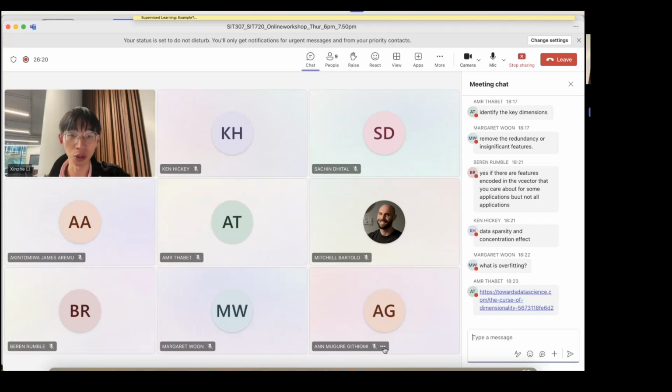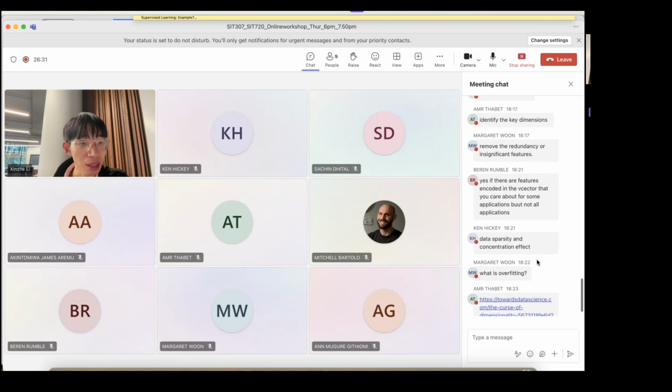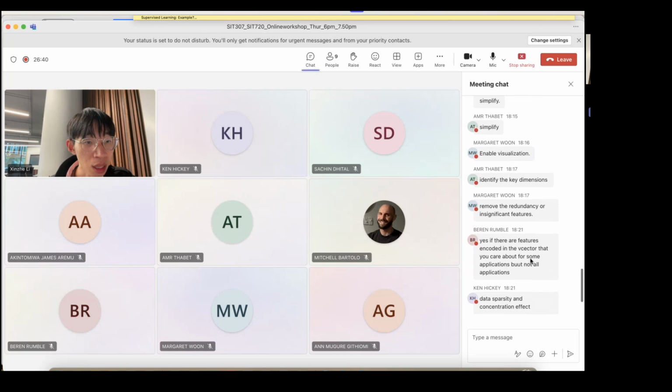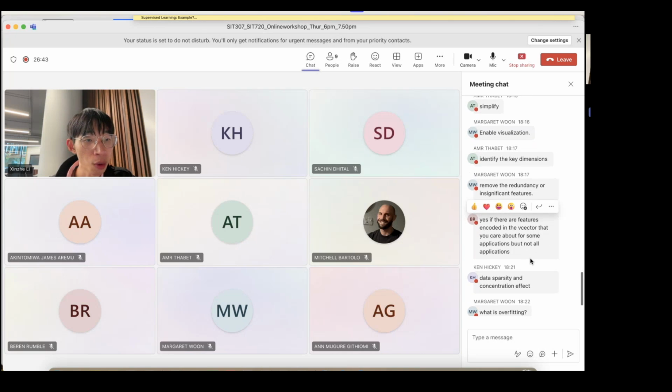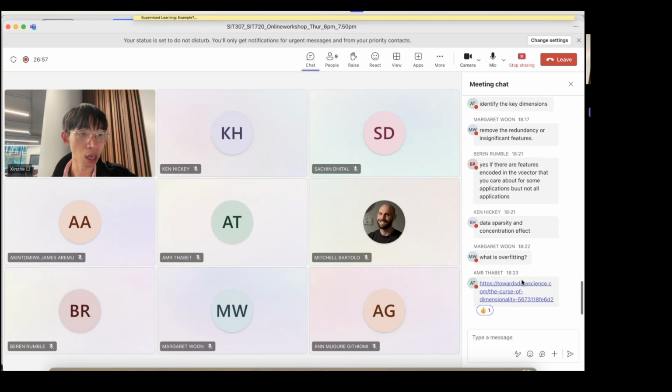So that's one interpretation. Oh, thank you, Ahmad. I will have a look later. Oh yeah, data sparsity and concentration effect. I think that's what I'm talking about. That's great. And let me look, I think Margaret said something. Yeah, remove the redundancy. This is related to what Ashin talked about before. He talked about this. Yeah, that's correct, some correlation between features.